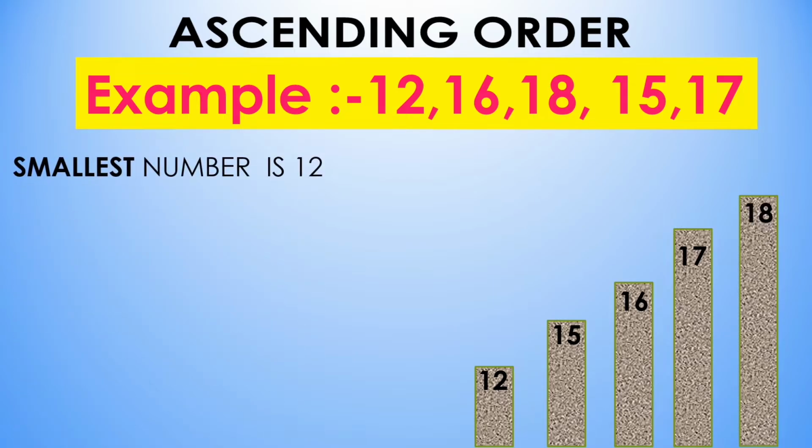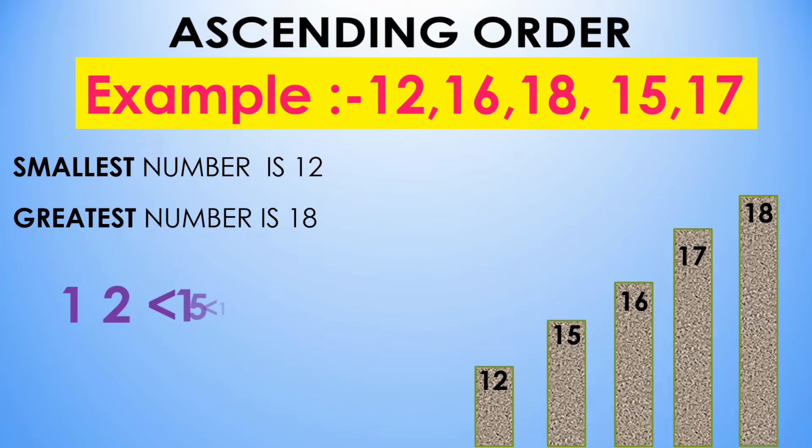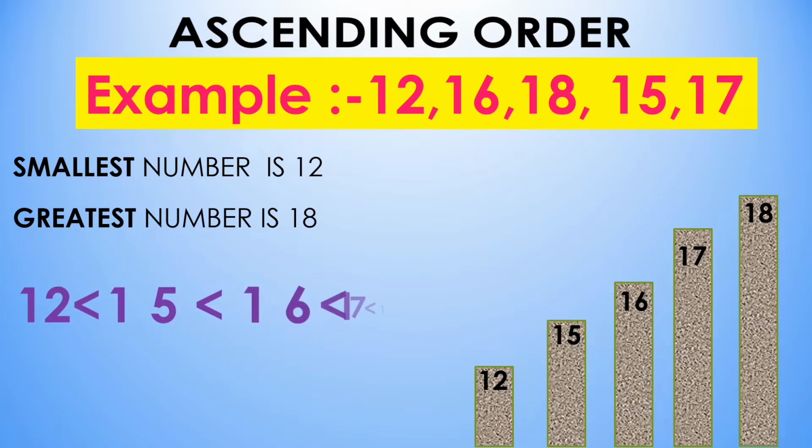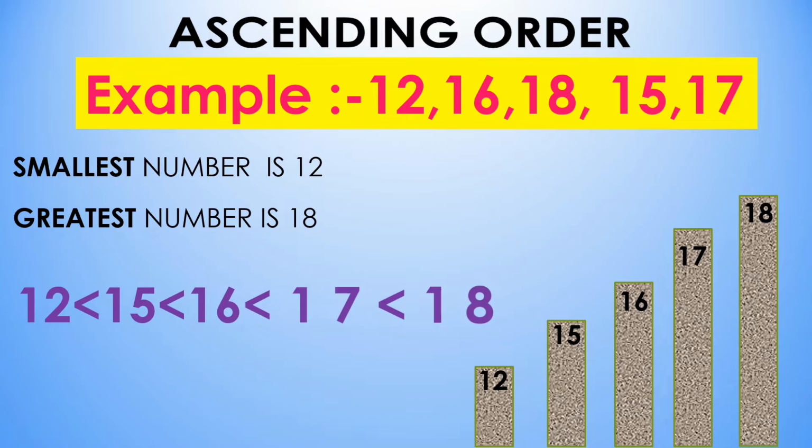In this smallest number is 12 and the greatest number is 18. We arranged all these numbers in ascending order. Children, repeat with me. In ascending order, we should always start with smallest number and end with greatest number. Now while writing the two digit, we put less than sign. 12 less than 15, 15 less than 16, 16 less than 17, 17 less than 18.